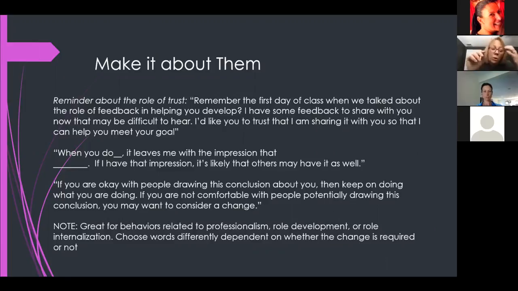All of these are great samples or examples to use for behaviors related to professionalism, role development, or role internalization. And so really it depends on what change you want to see for your students.